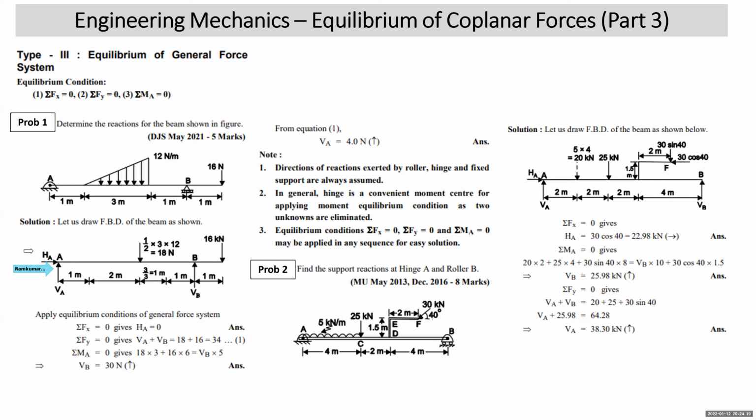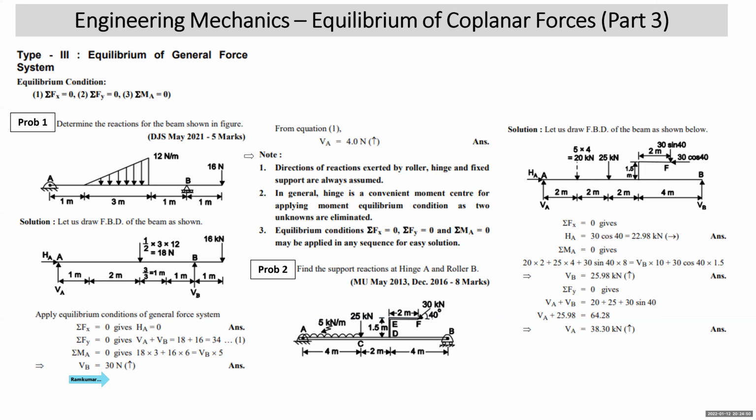When I apply sigma MA, you can see that HA and VA will go off. You can see that 18 into 3 is clockwise moment. This is 16 into perpendicular distance, 1 plus 2 is 3, plus 1 is 4, plus 2 is 6, so 16 into 6 is clockwise. And VB into 5 is anti-clockwise. This gets you the value: VB is 30 Newton. Then if this value is substituted in equation number 1, you get the value of VA, that is 4. So this way the reactions are arrived at.